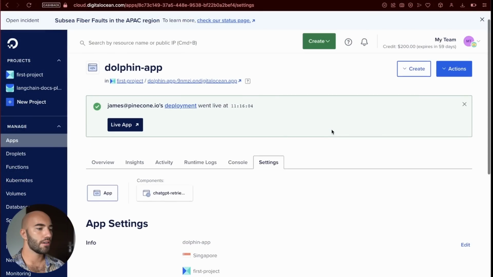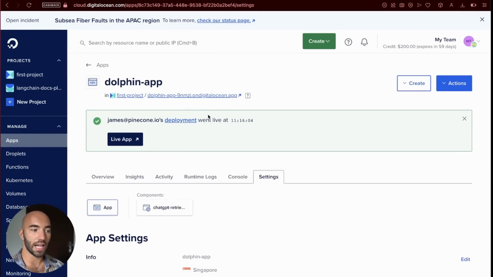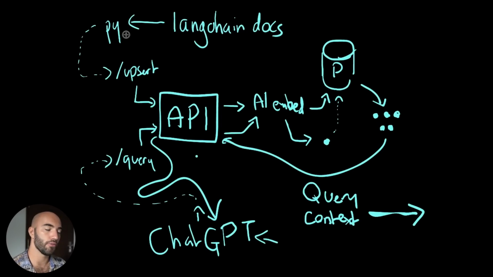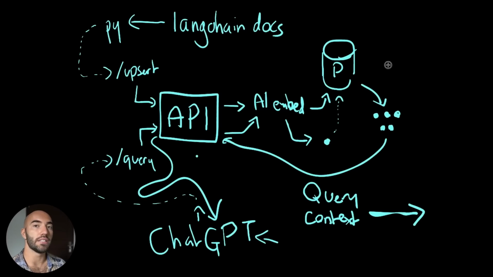Okay, so our deployment is live now. So what we can do is begin adding data. If we refer back to our earlier drawing here, you can see the first step is the LangChain docs going through this Python code to the upsert of the API so that it goes to Pinecone. That's what we now need to do.